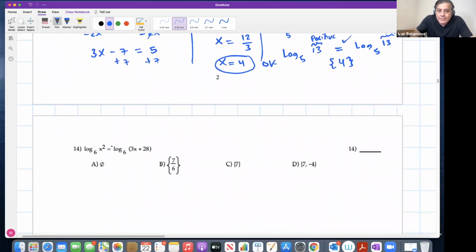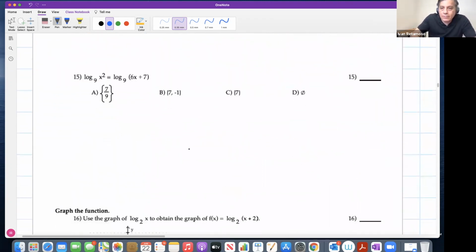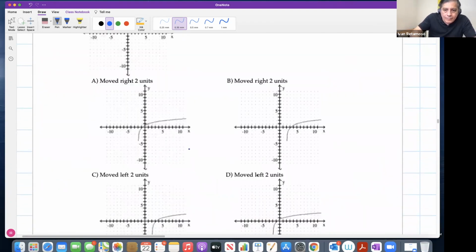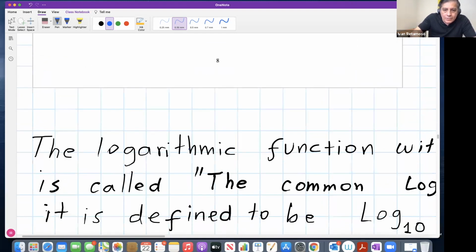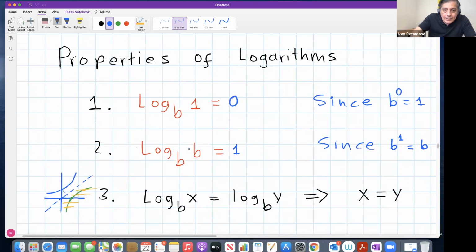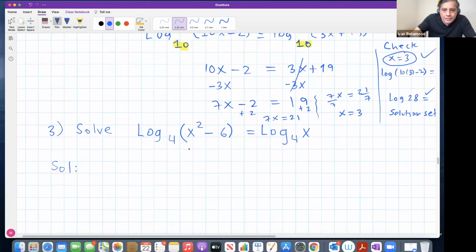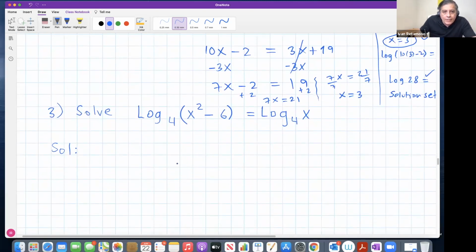Here there is a logarithmic function that deals with a quadratic form. So let me show you how to deal with that. Let's go back to a lecture. The principle should be the same, but now you have to be really careful when you do the checking. I will show you why. Suppose they ask you to solve now this logarithmic equation: log base 4 of x squared minus 6 equals log base 4 of x.